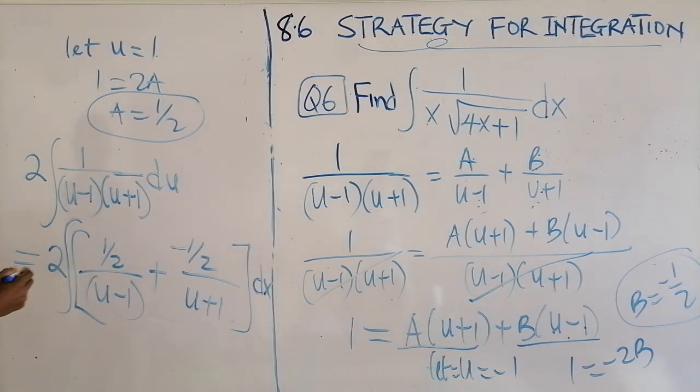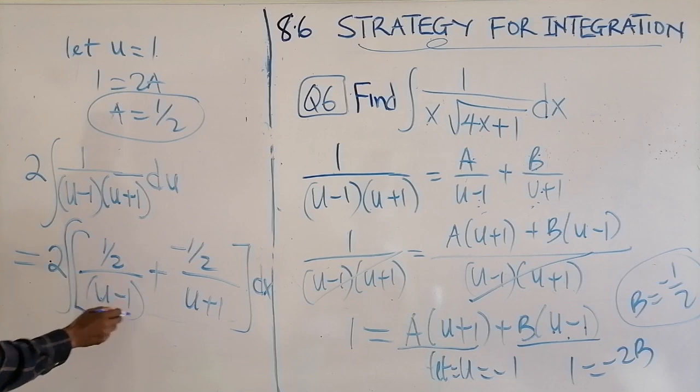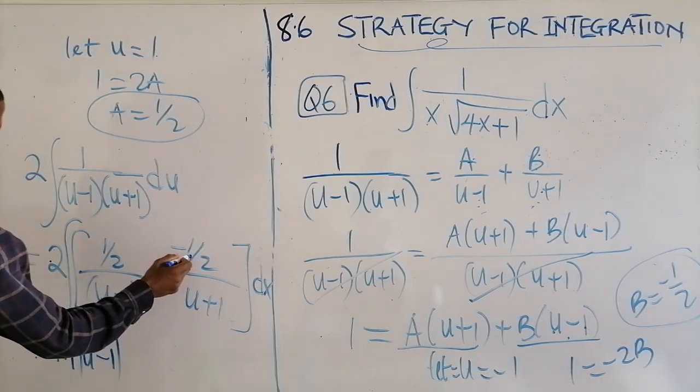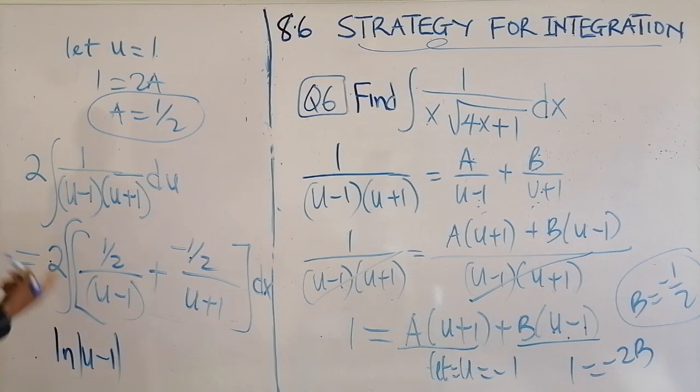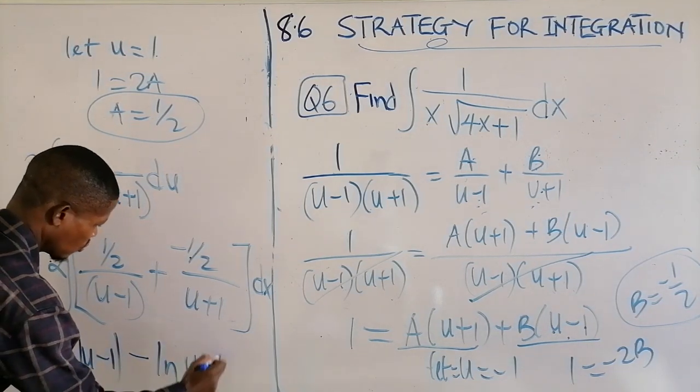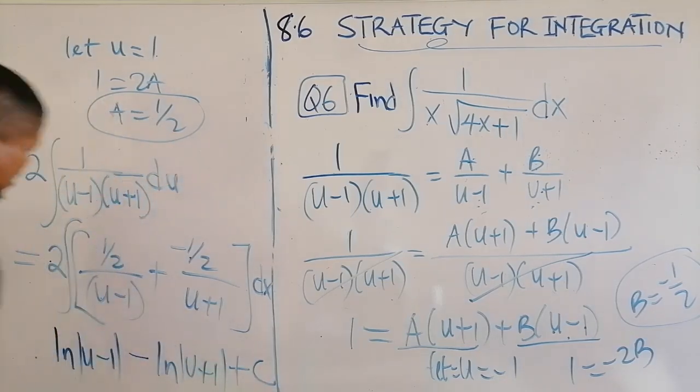On the final conclusion, this half can go outside, so 2 times half becomes 1. So I'm having integral of 1 over U minus 1, that's ln of U minus 1. Then this one also can go outside, times this 2, that becomes minus 1. So minus ln of U plus 1. Then plus the constant of integration.